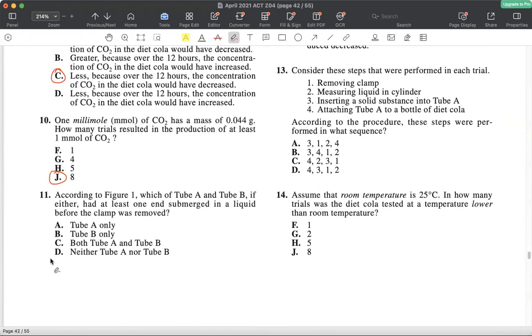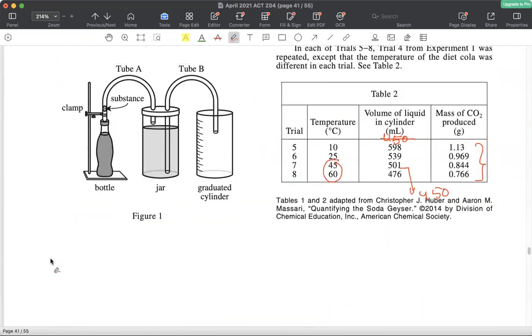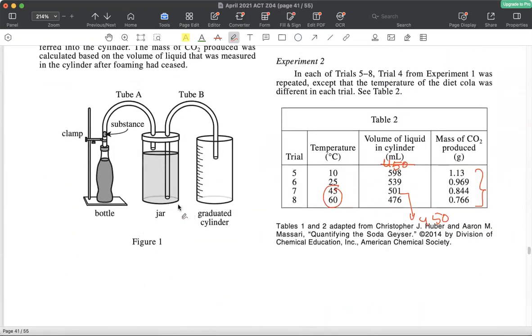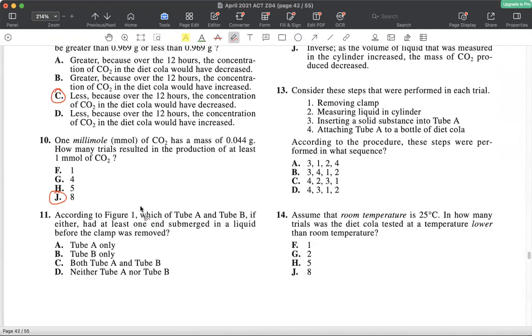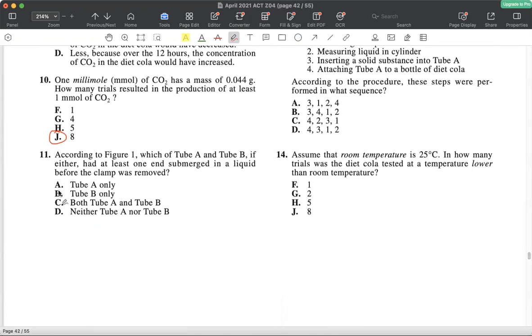Okay, according to figure 1, which of tube A and tube B, if either, had at least one end submerged in a liquid before the clamp was removed? One end submerged in a liquid, right? So that's only tube B, not tube A. So it will be tube B only.